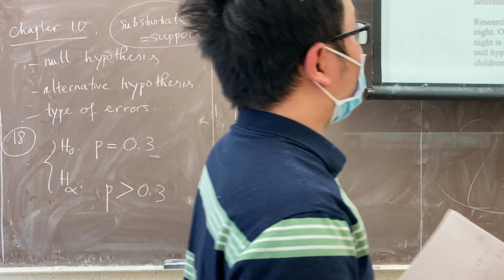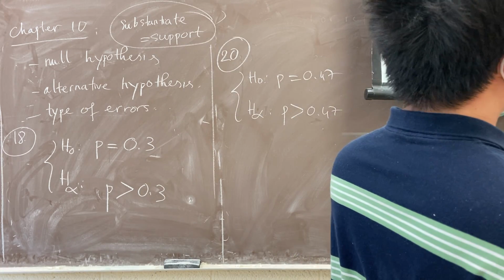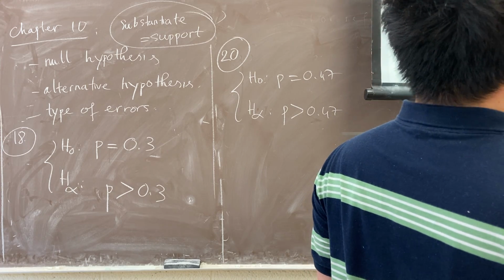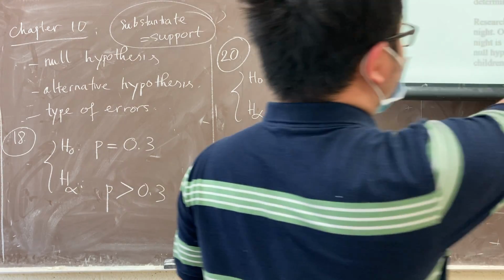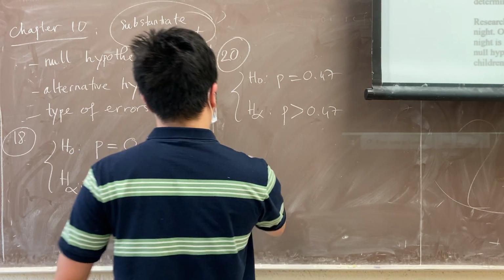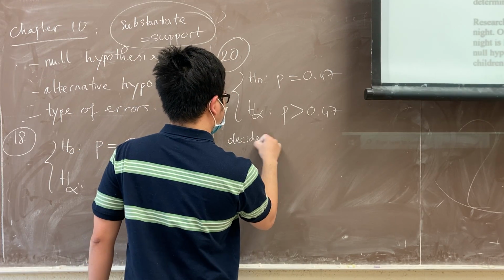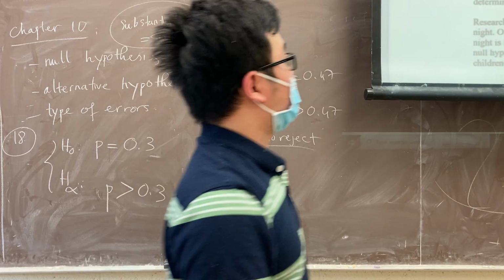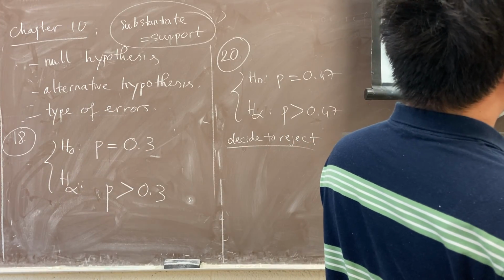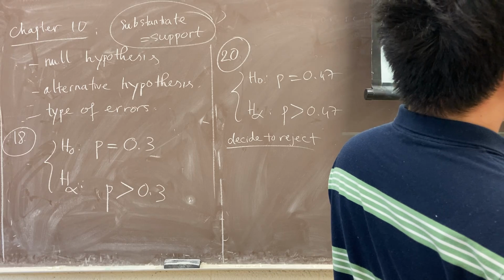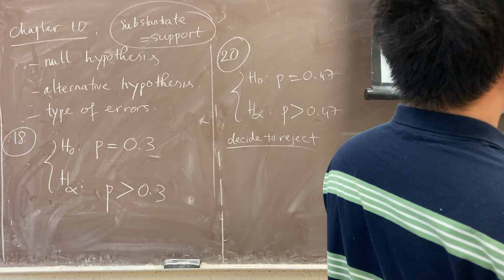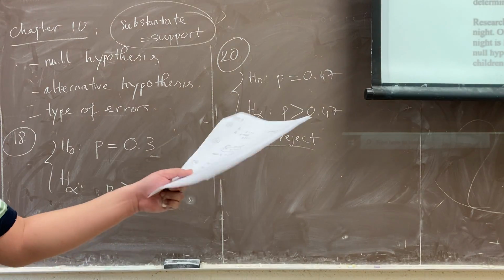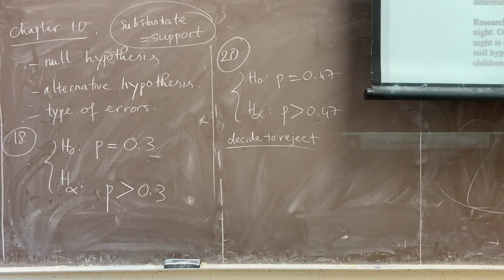And okay, so look at the question, look at the conclusion. What is the conclusion regarding the publisher's claim? Okay, the advertiser decides to reject, right? When they decide to reject, and look at the conclusion. There is sufficient evidence at the 0.01 level of significance that the percentage is over 47%, or there is not sufficient evidence.